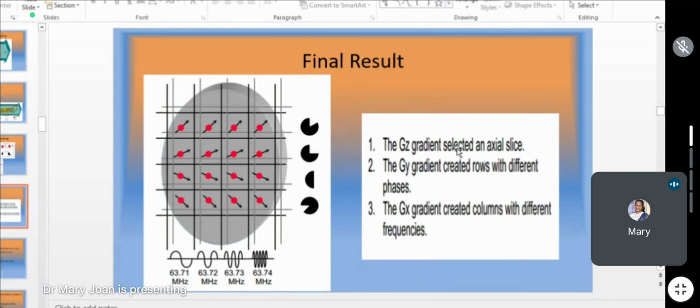The GZ gradient selected an axial slice, the GY gradient created rows with different phases, and the GX gradient created columns with different frequencies. So we got the X, Y and Z information about the nucleus with respect to its frequency as well as phase.